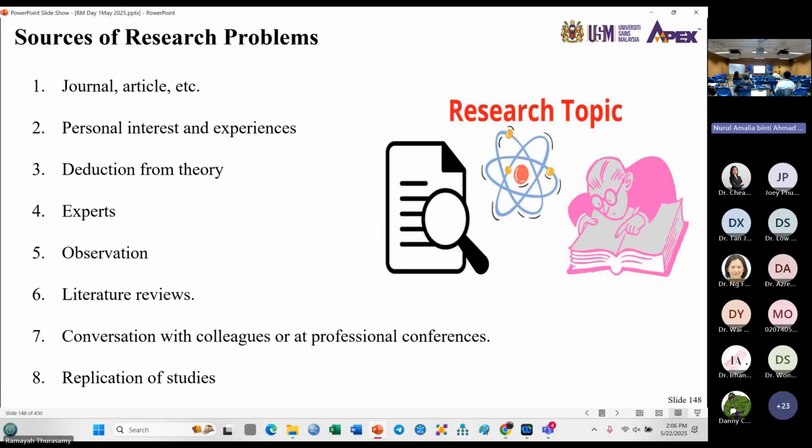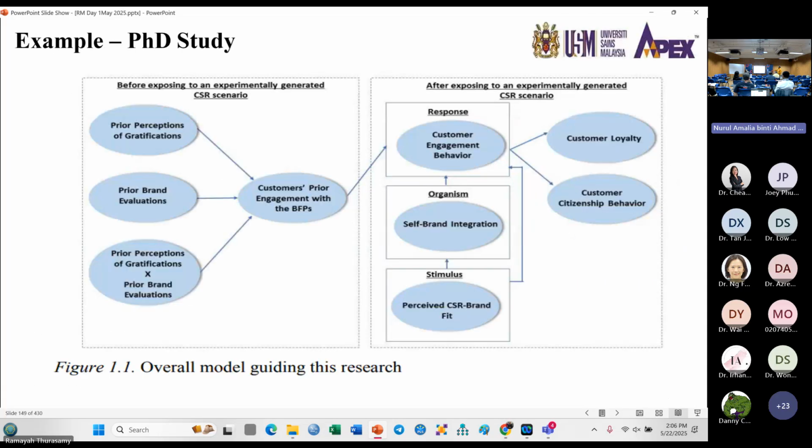So we already discussed this concept of research. And this is an example of my student who did this. She did what we call a quasi experiment, not a pure experiment. A pure experiment means you must have a control group and an experimental group. But she did this in a real environment. She developed advertisements on CSR, and groups were exposed to different CSR scenarios. The first one is before, and this one is the second one.